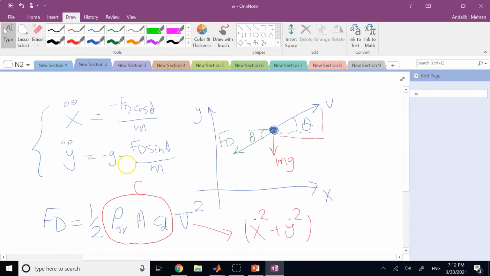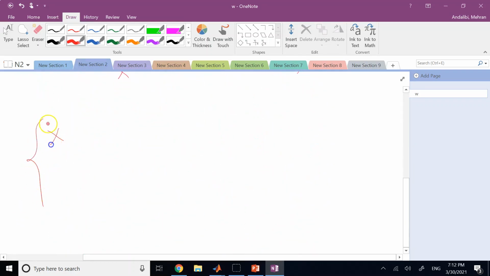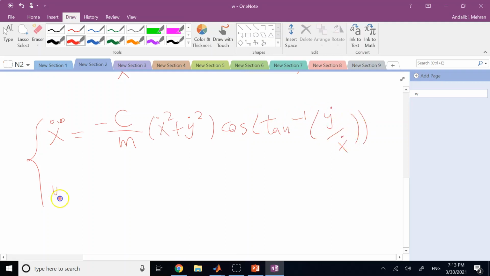So if you go back to these equations of motion, they're going to be like x double dot is negative that constant c over m, that's another constant, times x dot squared plus y dot squared times cosine of tangent inverse of y dot over x dot. And y double dot is negative g minus c over m times, again, x dot squared plus y dot squared times sine of tangent inverse.